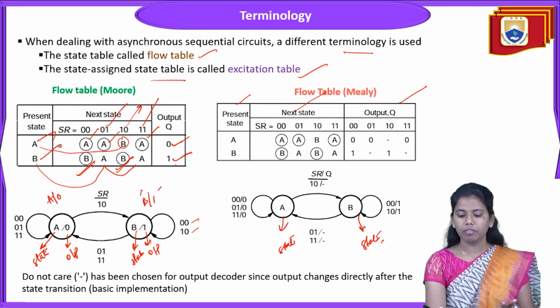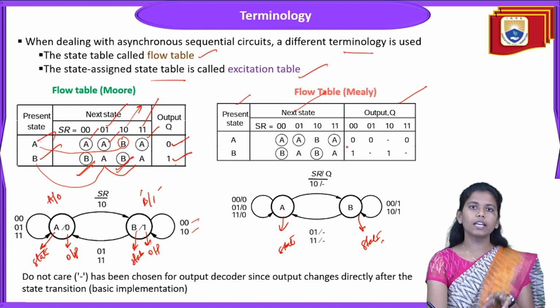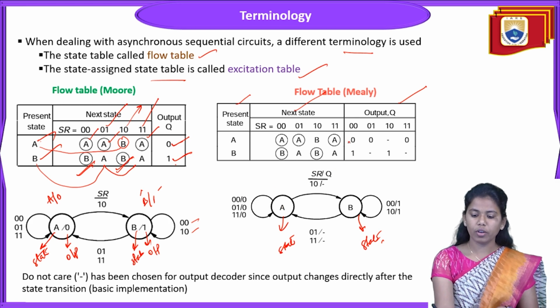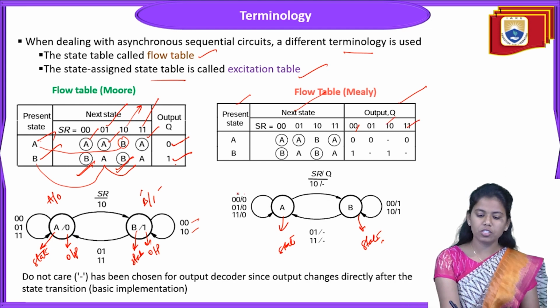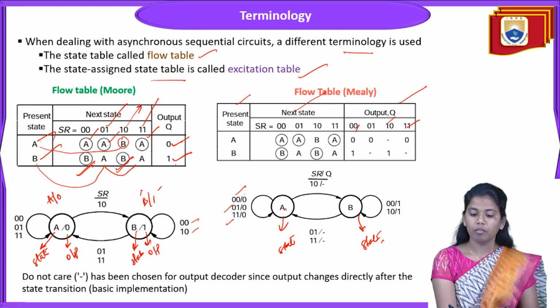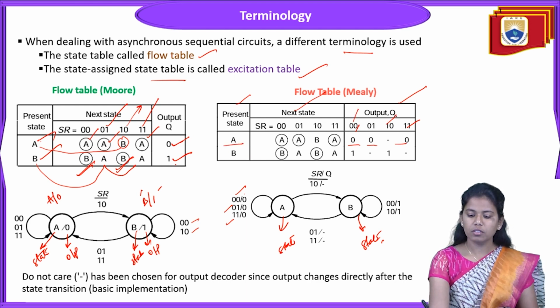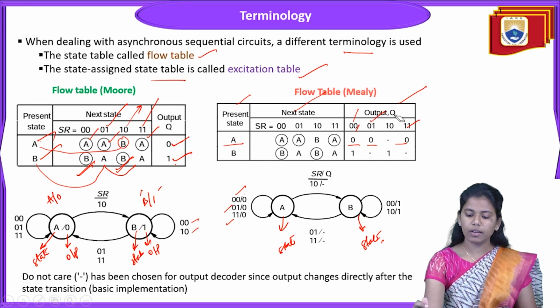Whereas in the Mealy, we don't represent any outputs in the circle. The circle itself represents the state. So here we have the A state and B state. With respect to the A state, at output 0, the transitions are 0, 0, 0, 1 and 1, 1. The state A goes with 0, 0, 0, 1 as well as 1, 1.